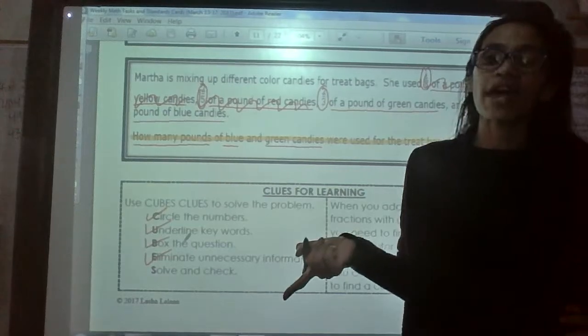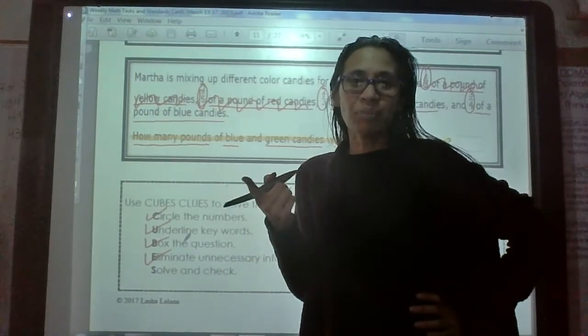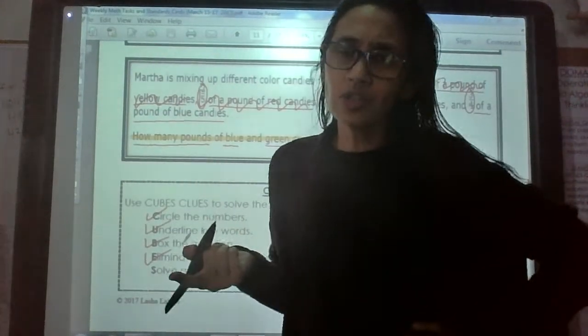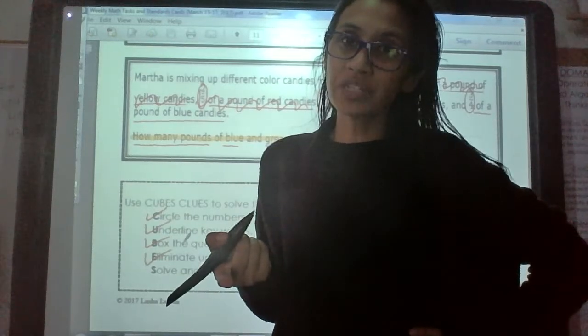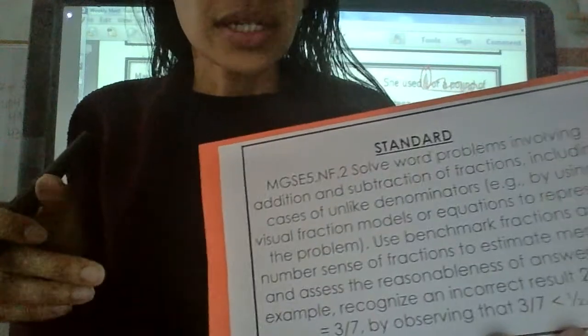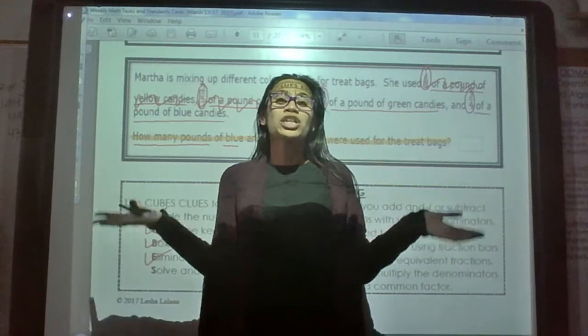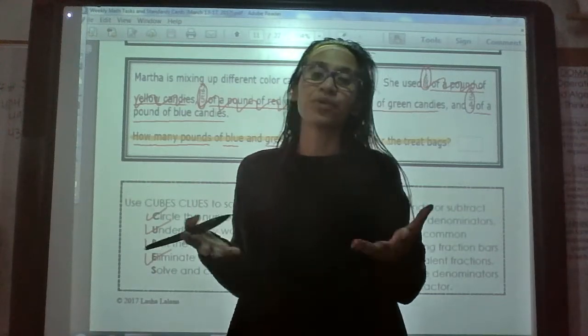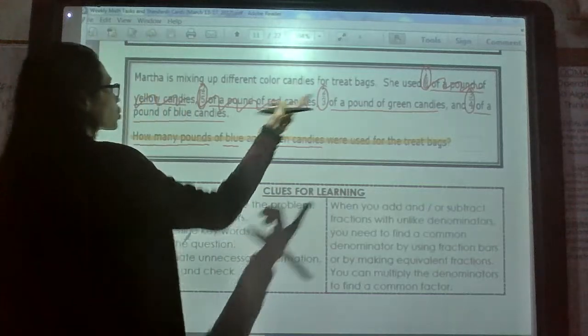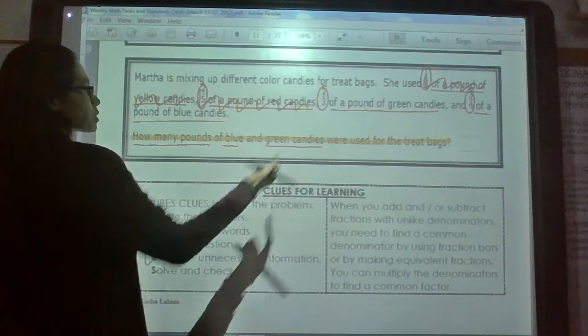Next, we need to solve and check. All right, so back to the domain. I gave you the clue. What are the choices for operations? Where's the clue? The clue is right there. It's either adding or subtracting. So are we going to add or subtract? We need to put it together, so we need to add. What are we adding? 2/3 plus 3/4.